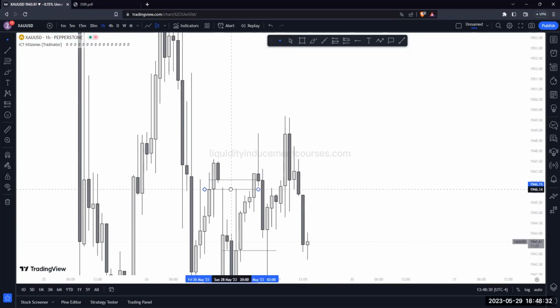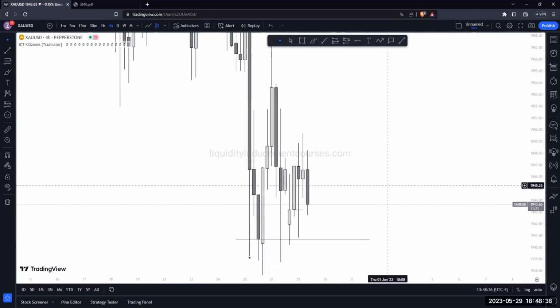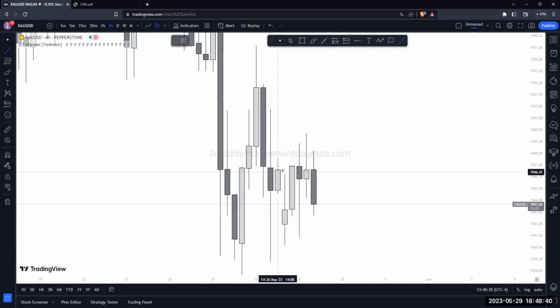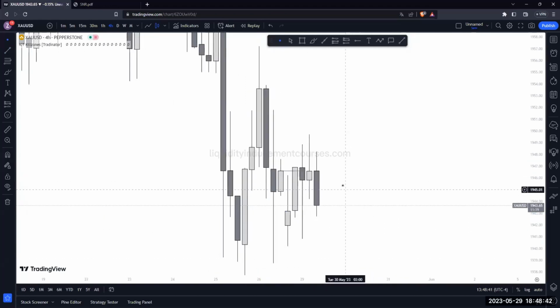Wait, hear me out. I was looking to sell, right? Yeah, okay. I was looking to sell, like a continuation type. But then the H4 closed above the A level. So I was like, okay, this level failed, so now I have to buy.